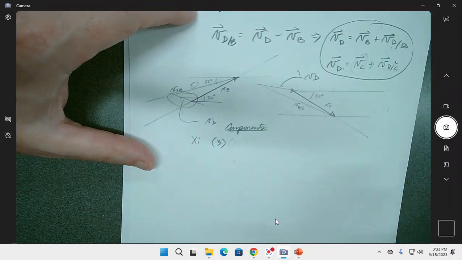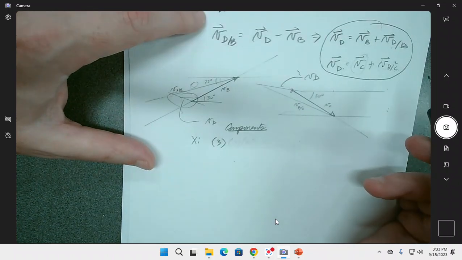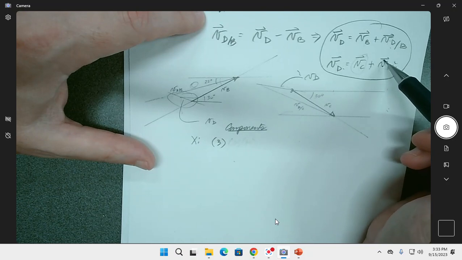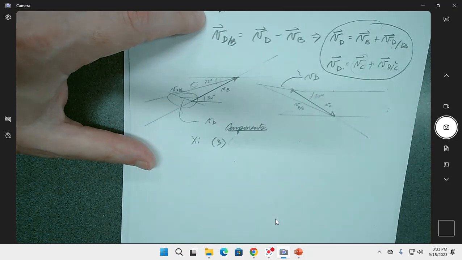We have 4 equations and we have 4 unknowns, basically, here. The 4 unknowns are the x and the y of this and the x and the y of that. Yeah, but really only have 2 equations now.